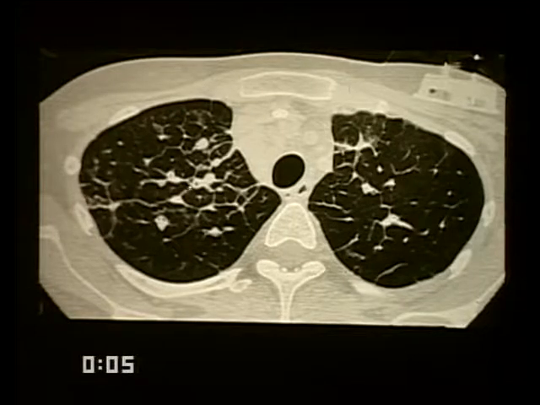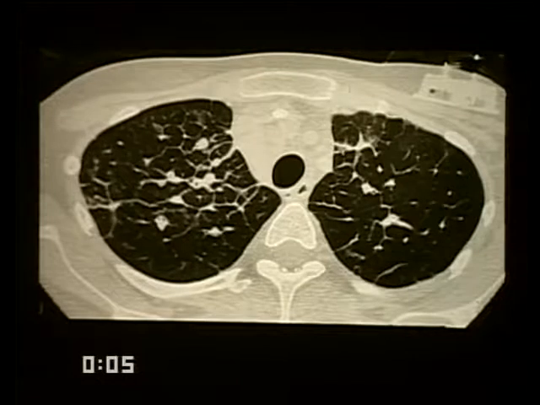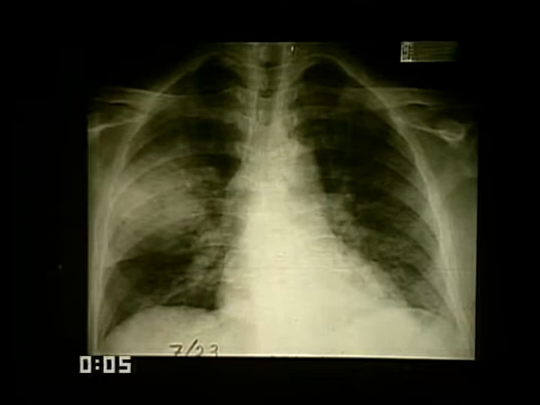The axial interstitium, as I reminded you, involves the arteriole, or the artery, and the adjacent bronchus or bronchiole. This is the bronchus and this is the artery. You'll notice that the wall of the bronchus is considerably thickened. That is almost inevitable in any kind of axial interstitial disease, that the bronchial wall will be thickened.